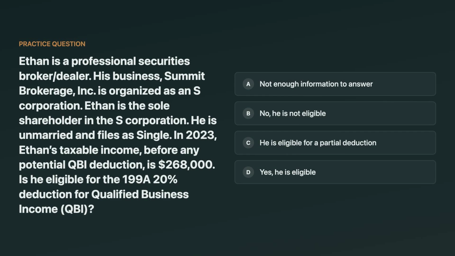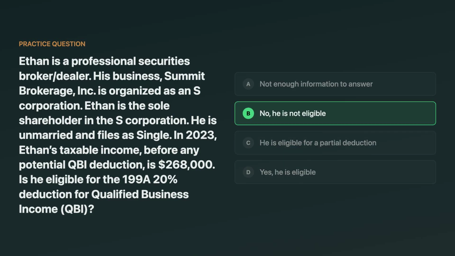Ethan is a securities broker-dealer operating through an S corporation. He's single. In 2023, his taxable income before any QBI deduction is $268,000. Is he eligible for the Section 199A 20% QBI deduction? The options range from yes, to partial, to no, to not enough information. Think about SSTBs and the income phase-out.